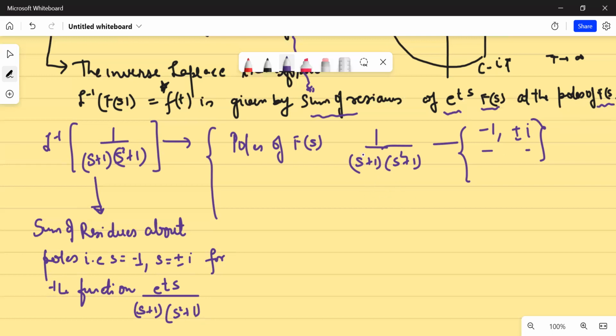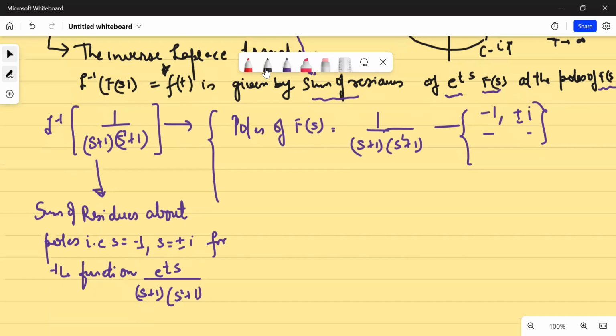So what are the poles of F(s)? Where does it attain singularity? There are isolated singularities at s equal to -1 and s equal to plus minus iota. Okay, and so this is what I'm going to do now. I'm going to find the residue, first at s equal to -1.